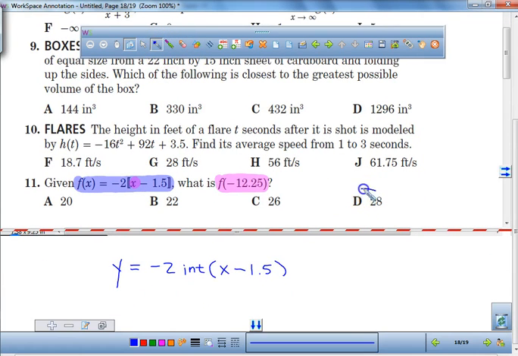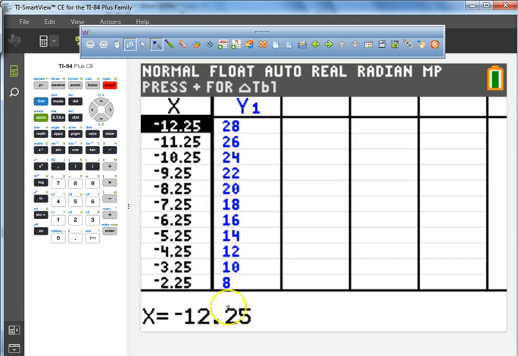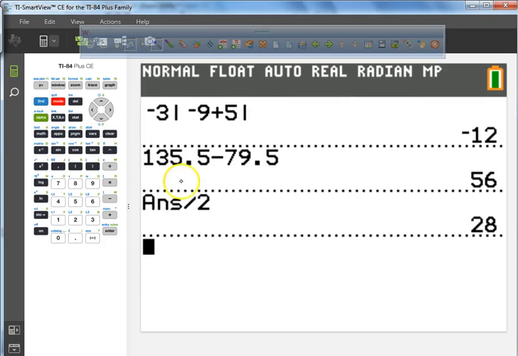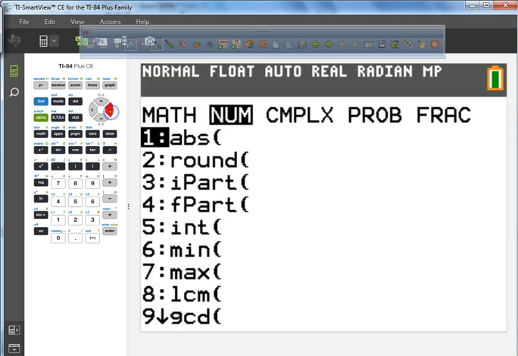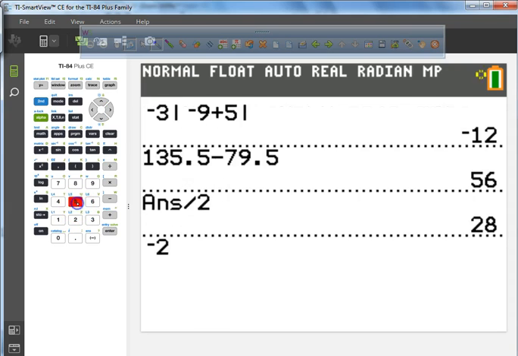So the answer is D. Now, let's say you don't do the y equals. You could still go to your calculator, and you could say -2, all right? Hit the math button, go to the right, go down to number 5, and then type in negative 12.25 minus a 1.5, and you're still using the same equation. Press enter.